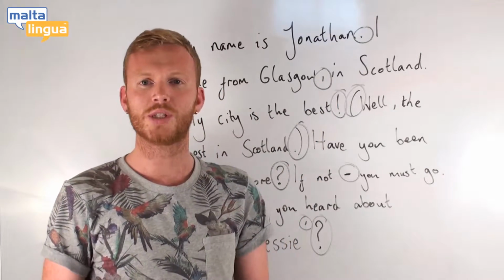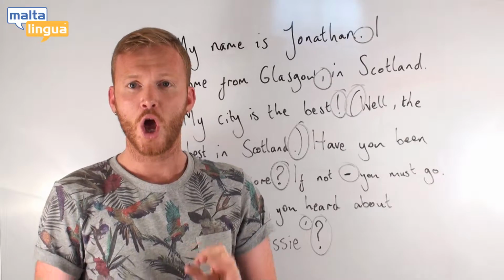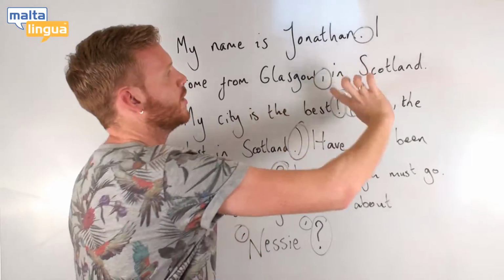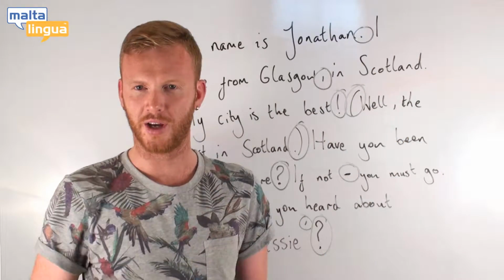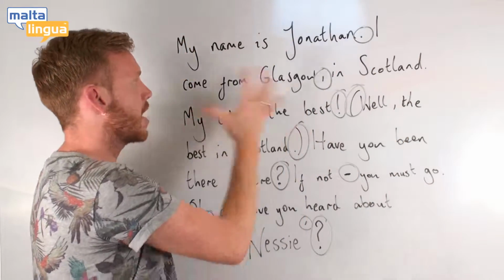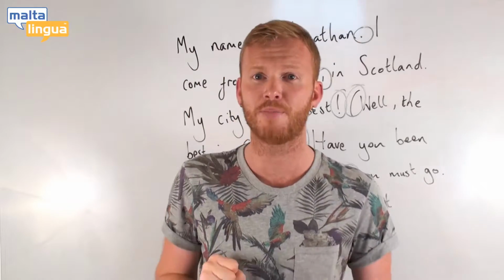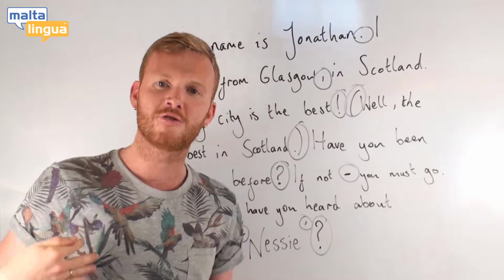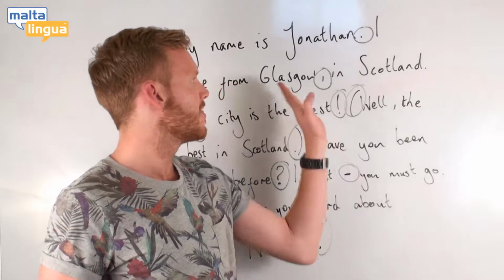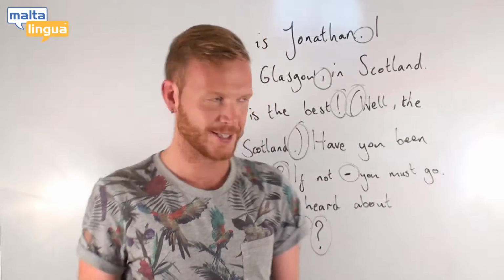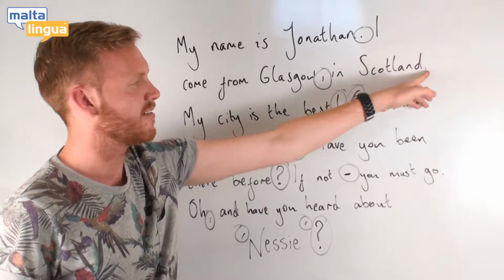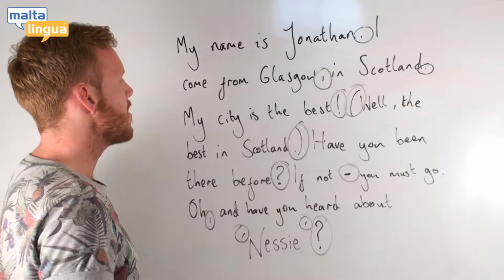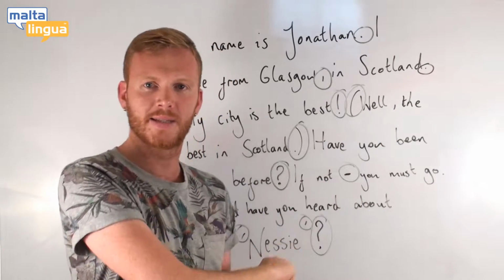I come from Glasgow in Scotland. Here we use a comma. Commas are used after one piece of information to introduce extra information. So, I come from Glasgow is the main piece of information I want to give you, and then I use the comma to introduce the extra piece of information that Glasgow is in Scotland. And again, I finish this phrase using a full stop.